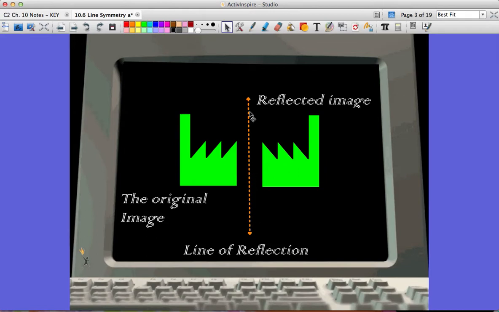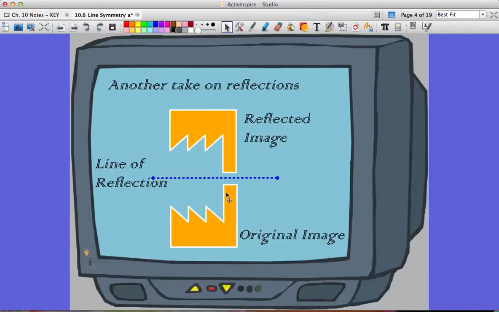This line right here would be the line of reflection. The distance between this part of the figure and the line has to be the same distance as this part of the figure and the line. So everything has to be congruent and similar. It would just be backwards. Again, you can flip the reflection up and down. Same idea, it has to be the same distance from here to here as it is from here to here.